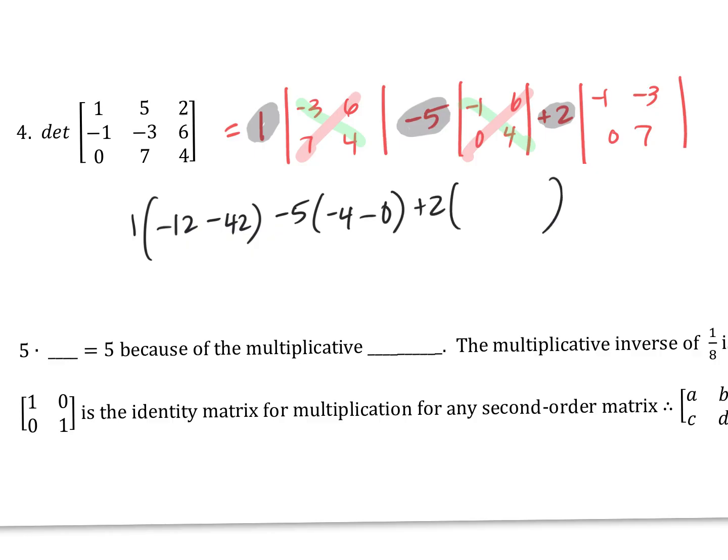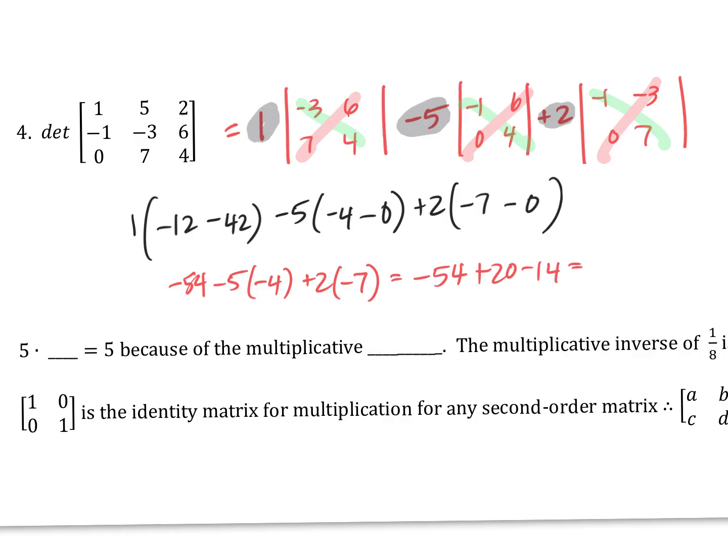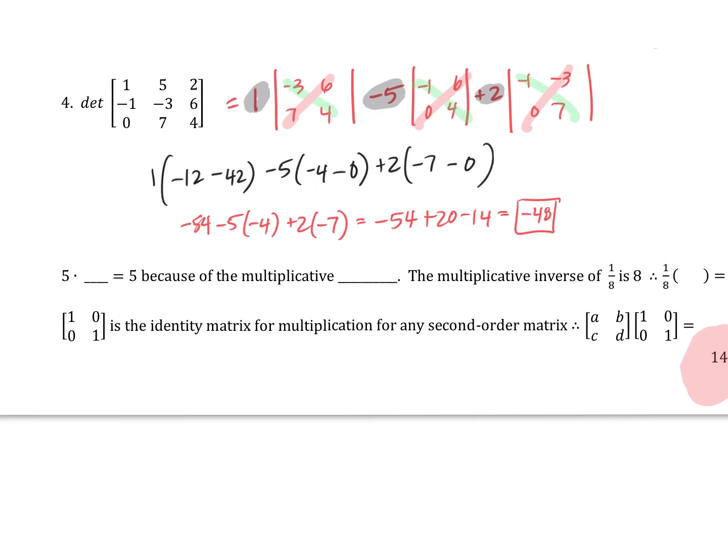Then I'm going to say +2 times green minus red. Green is a little -7 minus 0. Then I'm just going to simplify. 1 times -54 minus 5 times -4 and 2 times -7. Oliver used his calculator. I'm going to use my noggin, and we'll see, Oliver, if we got the same answer. I would have said -68 plus 20 is -48. Oliver, did you get -48? Okay, so now you guys.